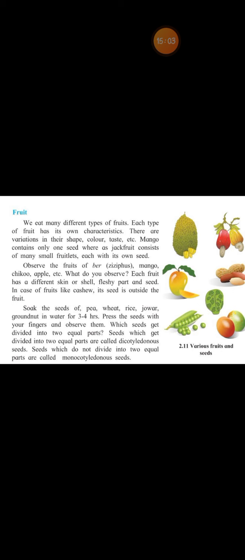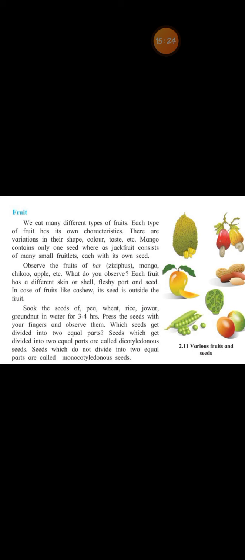Right, children? Observe the fruits of ber, mango, chiku, apple, etc. What do you all observe? That each fruit has a skin or shell, a fleshy part, and a seed. In the case of fruits like cashew, its seed is outside. Yes, children? Have you all ever seen?